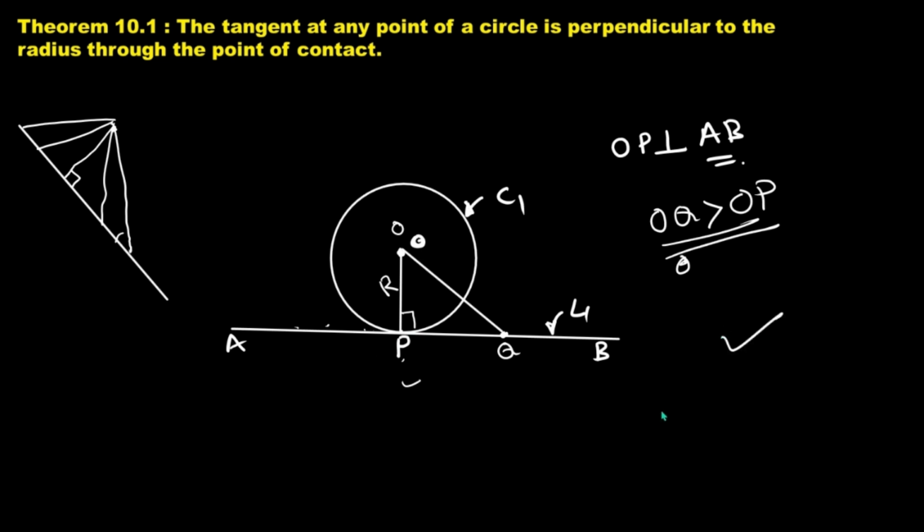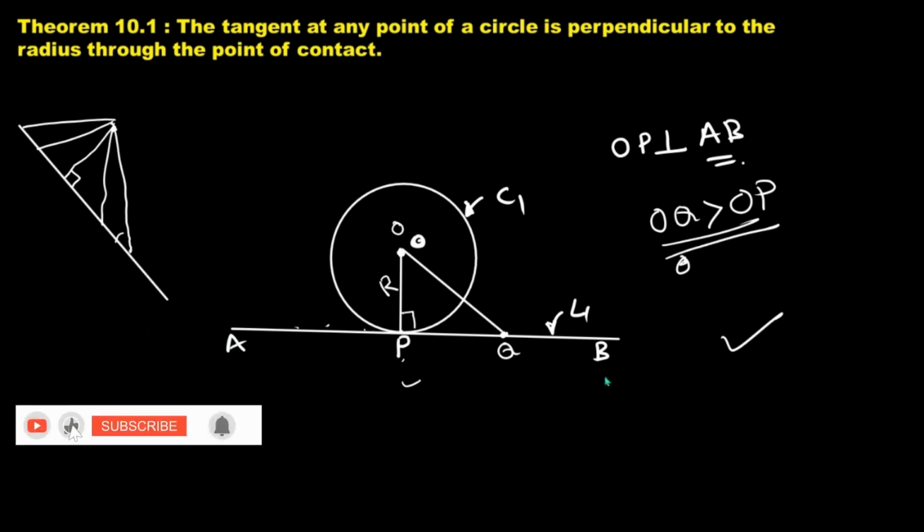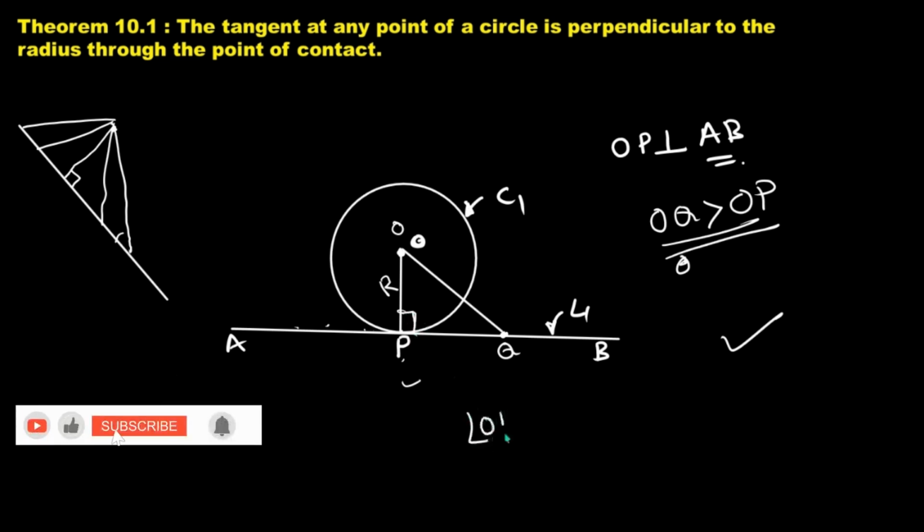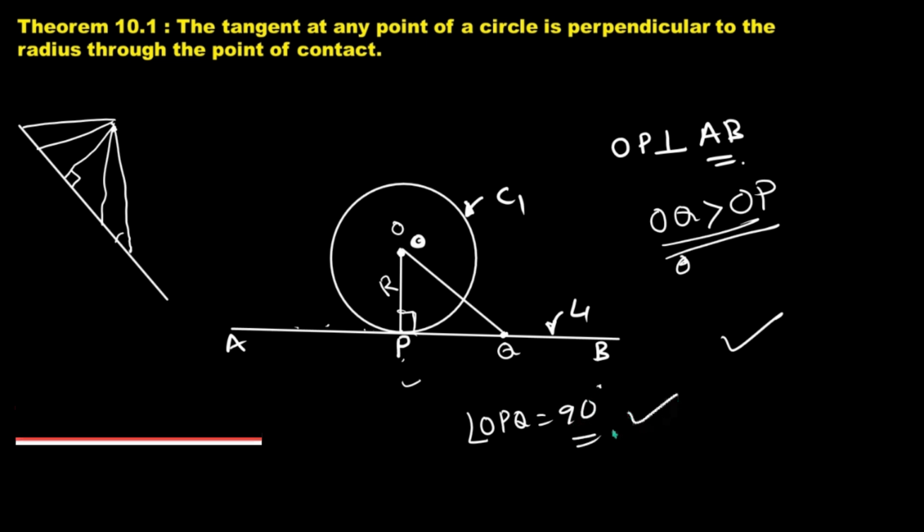You only need to highlight one point while proving this theorem. You need to prove that OP is the shortest distance among all the points along the line. If you prove that, then this theorem is proved, because the shortest distance from a point to a line has a 90 degrees angle. So angle OPQ is equal to 90 degrees, right? This is proved.